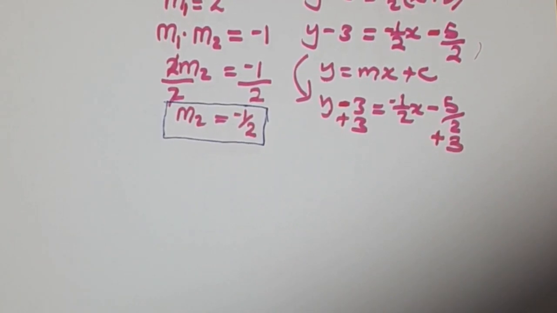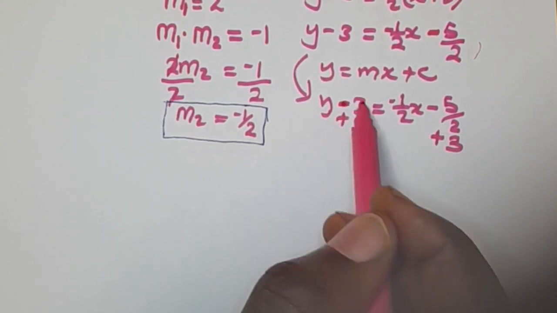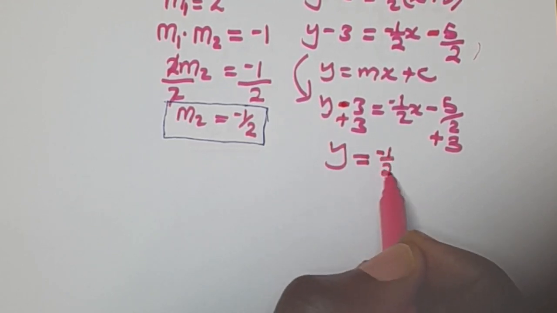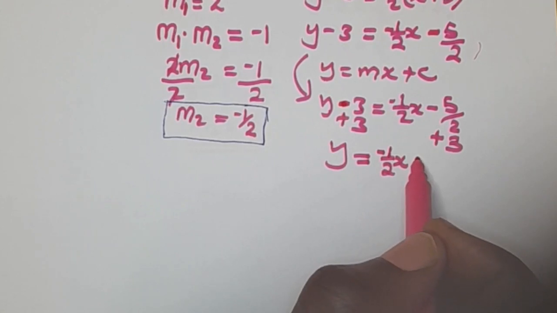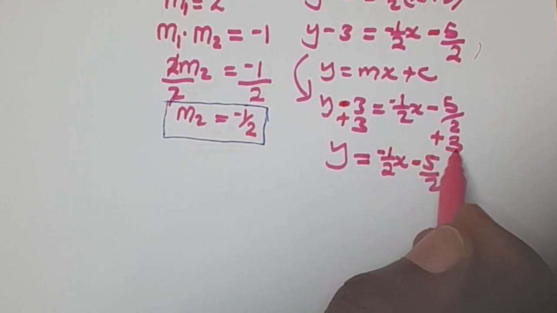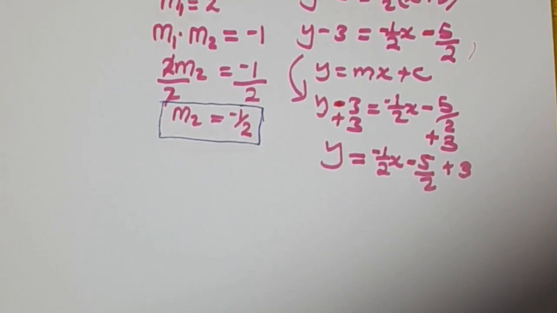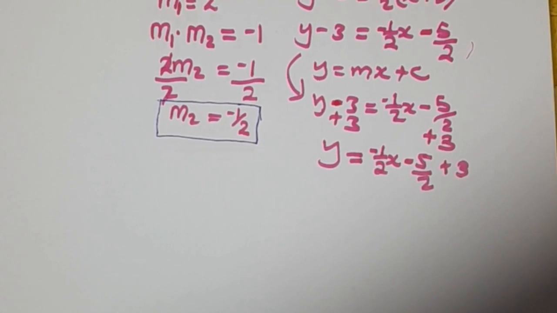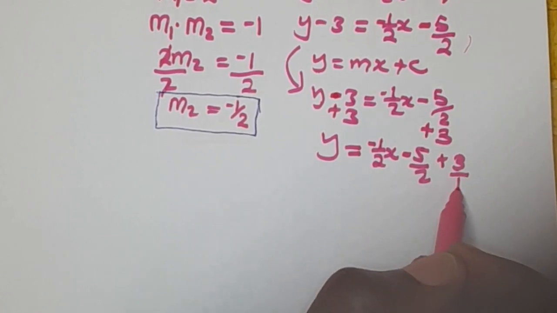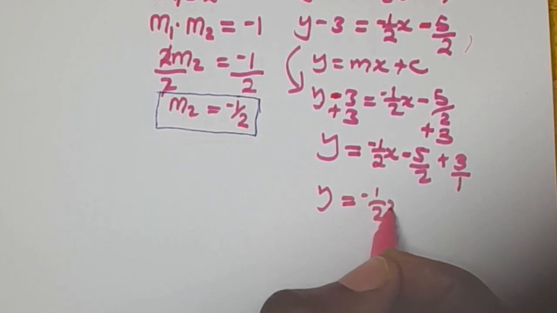So now when we say negative 3 plus 3, this will be a 0, and then what will remain is y is equal to negative half x, negative 5 over 2, then plus 3. Okay? So this 3 is over 1, so we can solve this. So we're going to have y is equal to negative half x.